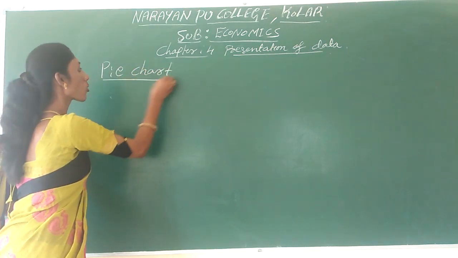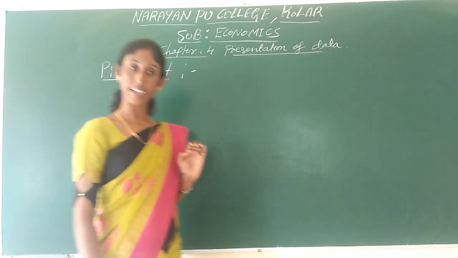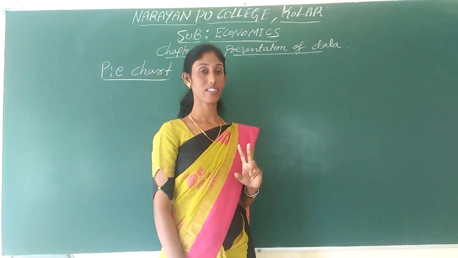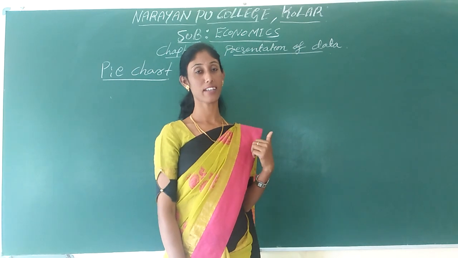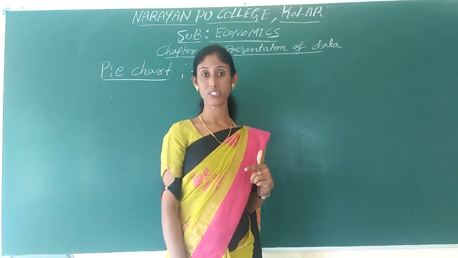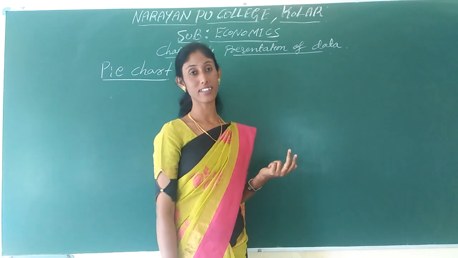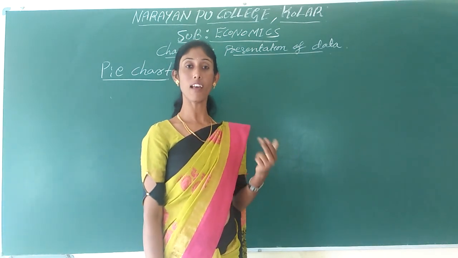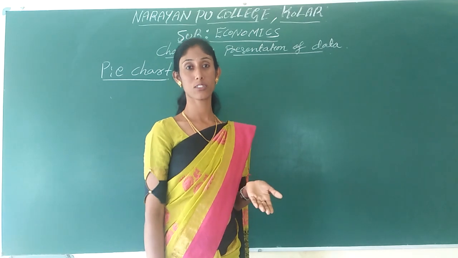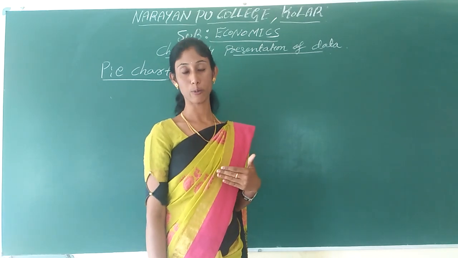Or you can also call it a pie diagram. We all know that in a geometric diagram there are two types: one is the bar diagram and the other is the pie chart. We already completed the discussion of the bar diagram and its types. Now we are moving to the discussion of the pie chart.